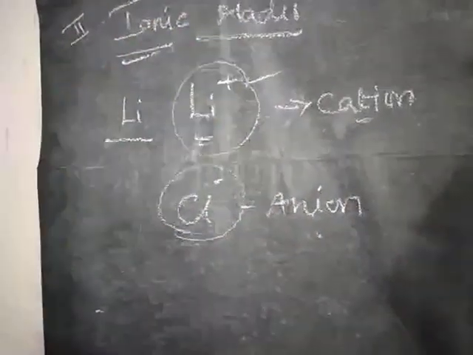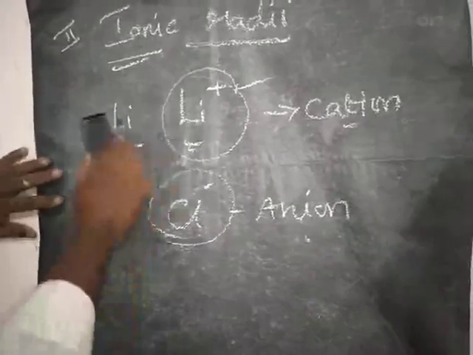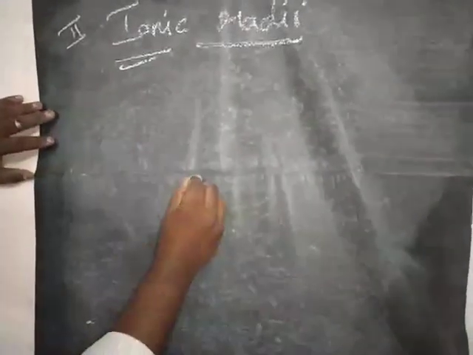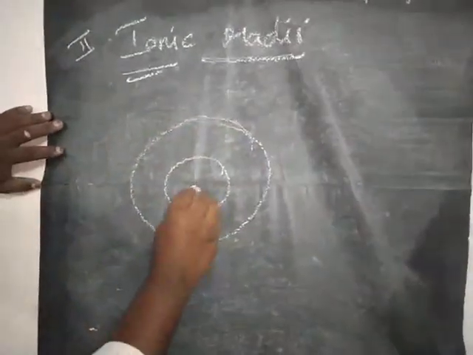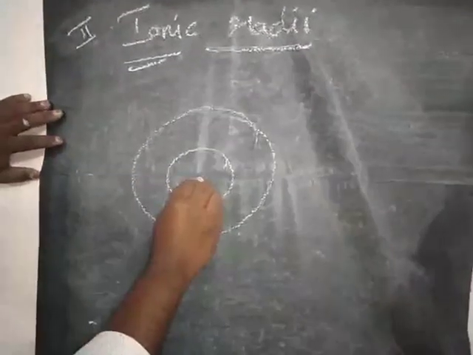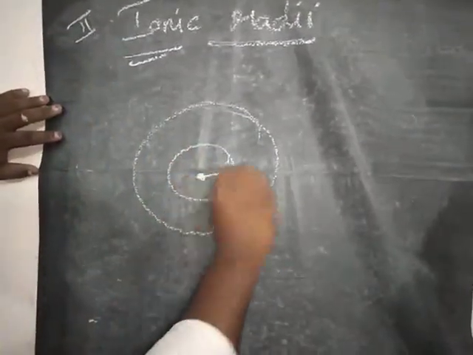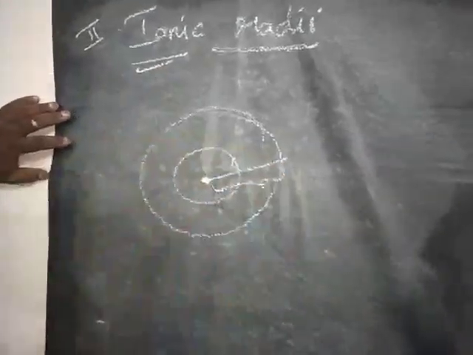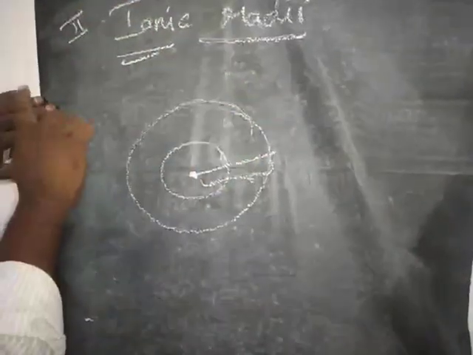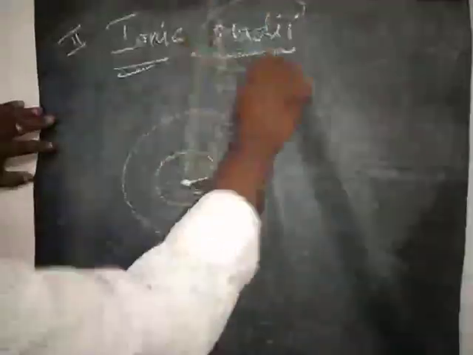So what is meant by ionic radii? Suppose an atom of an element is in a neutral state; in the same way, in the ionic state we have to measure the radius. For example, from the center of the nucleus to the outermost shell, which contains the valence electrons, we measure the distance. That is called the atomic radius.